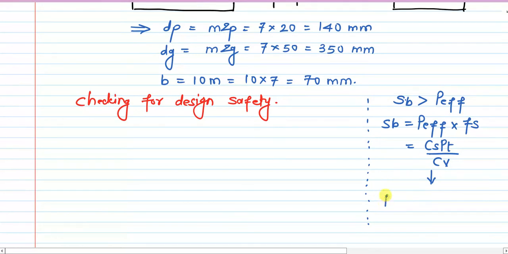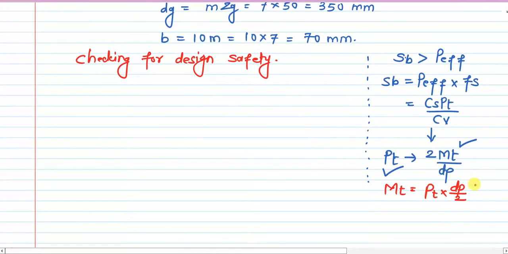As far as PT is concerned, PT is obtained from MT as 2MT by DP. This is again very basic: this is a force and this is a moment. When we say that we want this PT, the torque itself has been created with the help of the force acting through the distance DP by 2, the pitch circle radius, and that is why when we rearrange we get this formula. So PT is also obtained, we can substitute that, so the term is automatically solved.